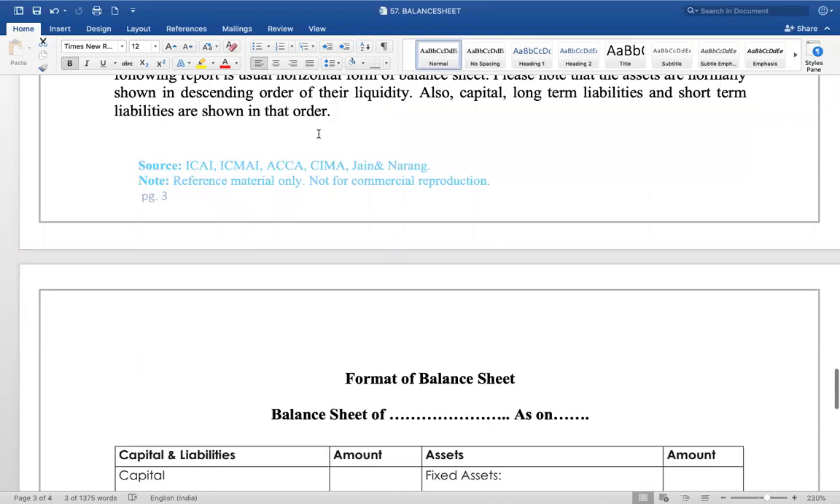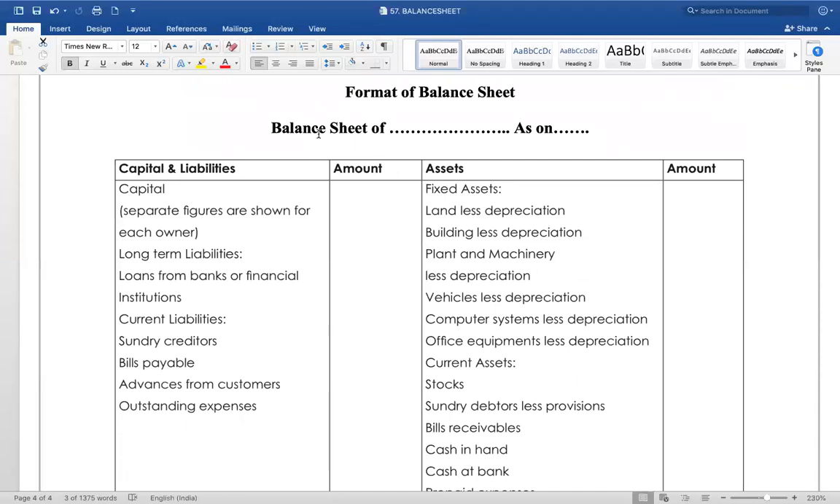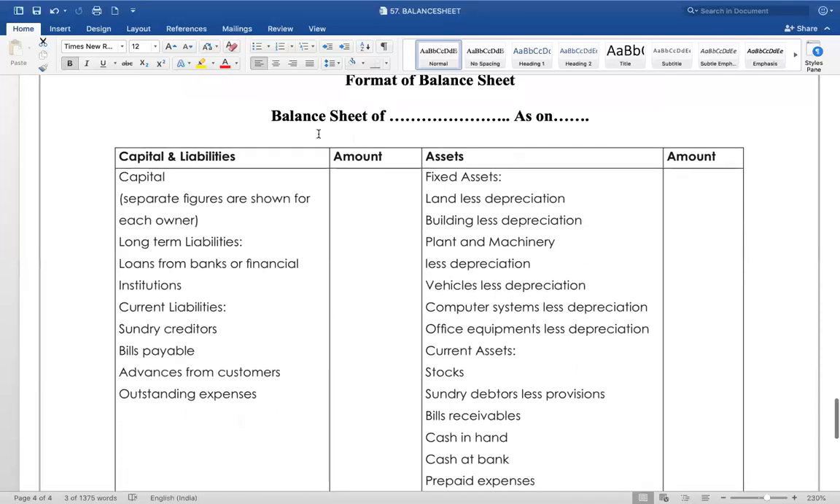Right. Let's come now to the template of the balance sheet. In the Indian scenario, this is the template. Balance sheet of Muhammad Sohail, as on 31st December 2020. This is how you have to write the balance sheet.